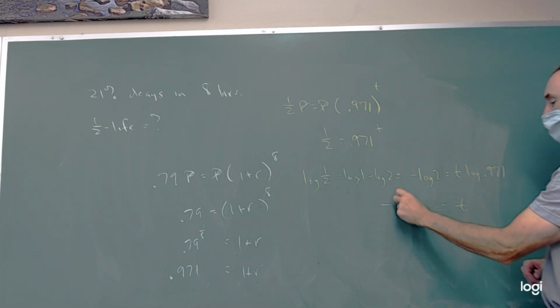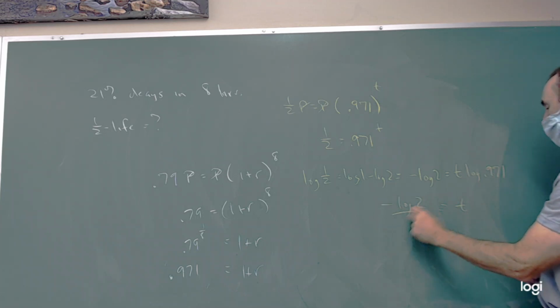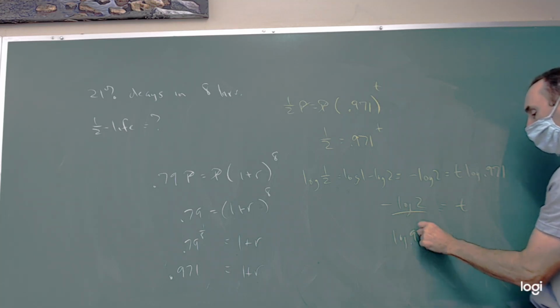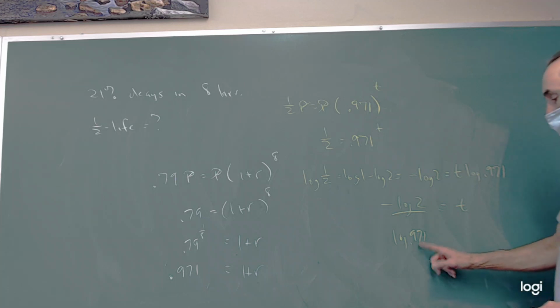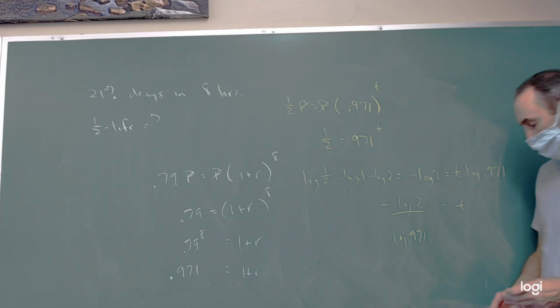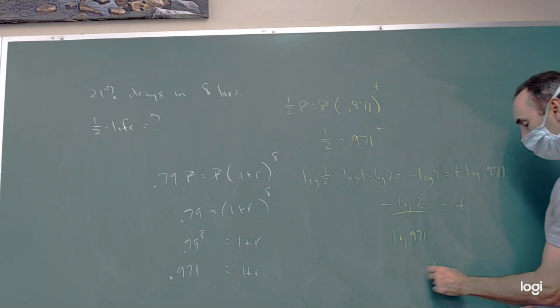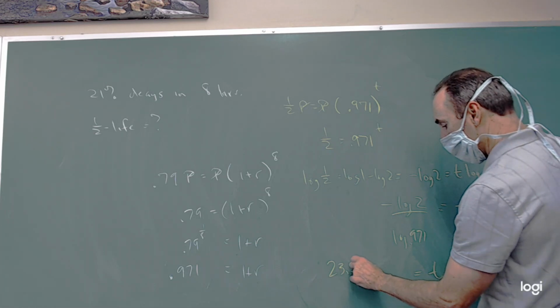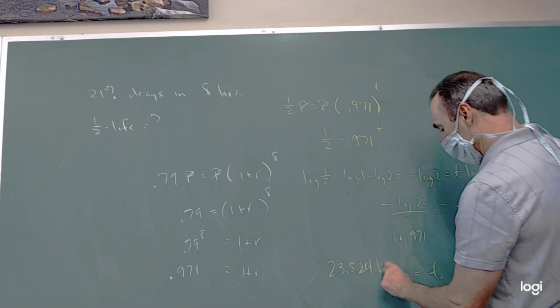So I think we're gonna get that time. Now don't use your rounded 0.971. So you need to go back and capture all the decimal places on your calculator. And did you get that already, Nisha? What is that? 23.524 hours. That's gonna be in hours, good.